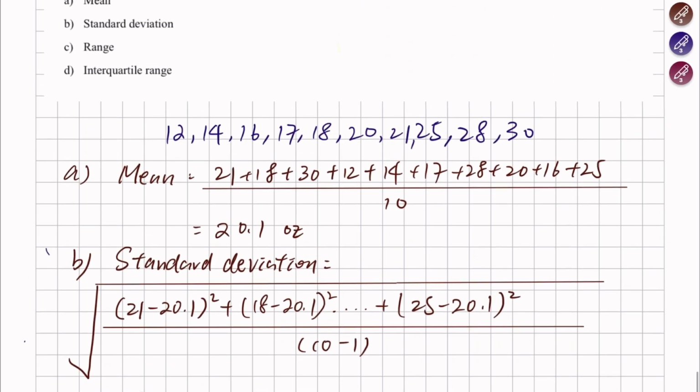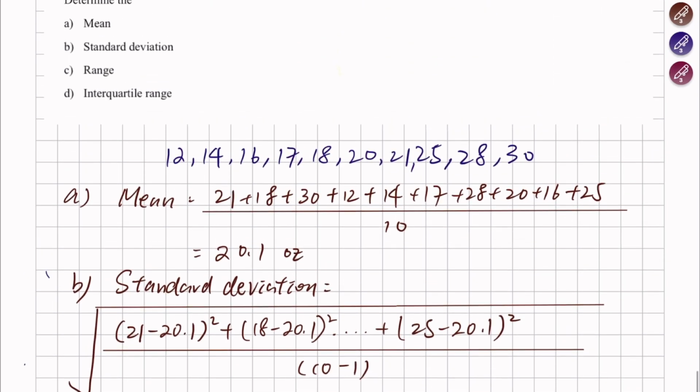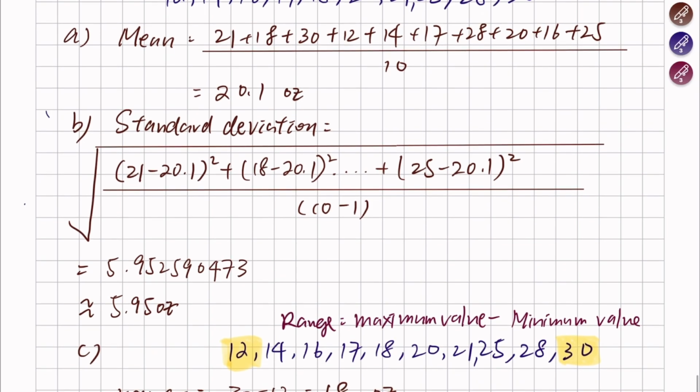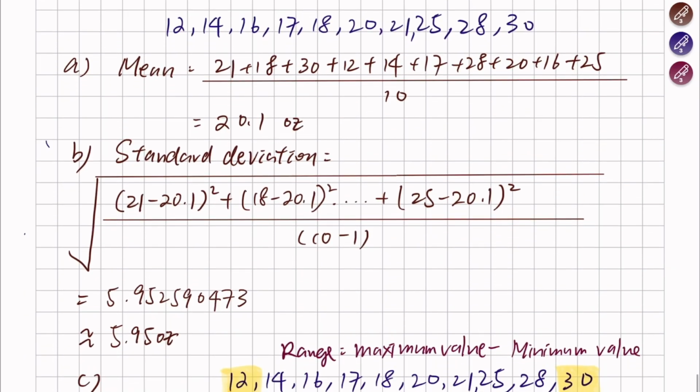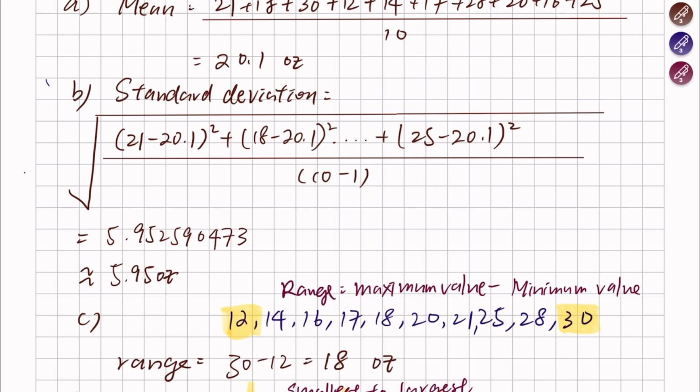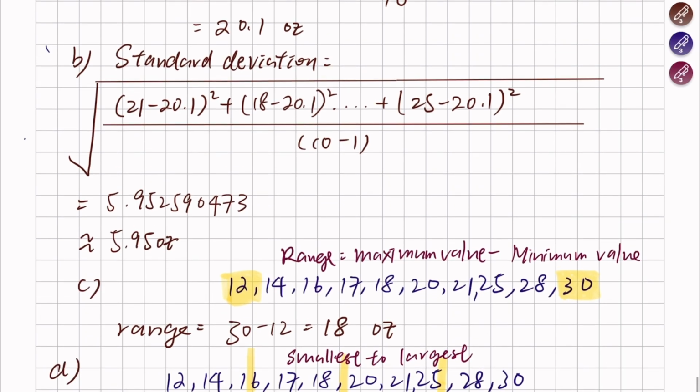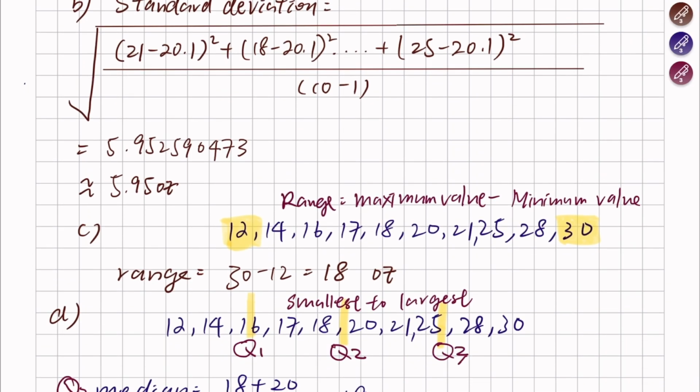And for part C, to find the range and the interquartile range, we need to record the data in order. After recording, the data is 12, 14, 16, 17, 18, 20, 21, 25, 28, and 30. To find the range, we use the maximum value minus the minimum value. So the range is 30 minus 12, and the answer is 18 ounce.